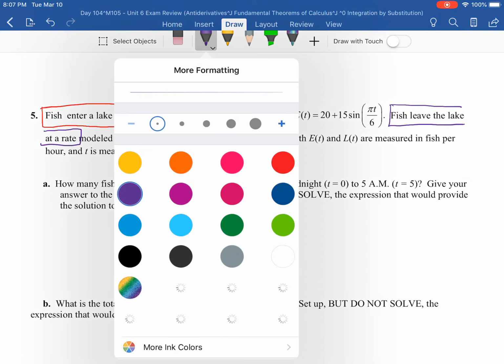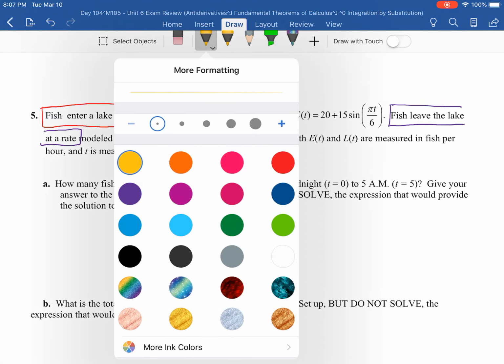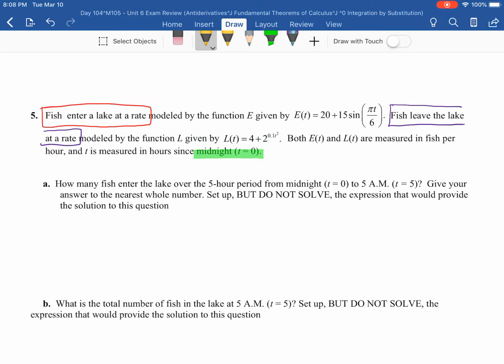All right, so let's get to the first problem here. So the first problem is how many fish entered the lake over the 5-hour period from midnight, t is equal to 0, to 5 a.m., t is equal to 5. Give your answer to the nearest whole number. Set up but do not solve the expression that would provide the solution to this question.